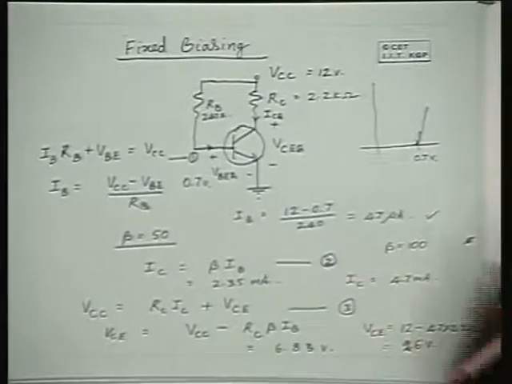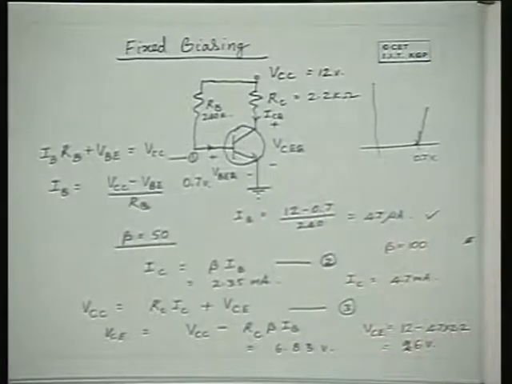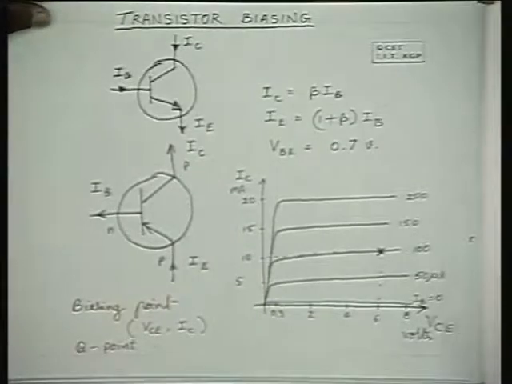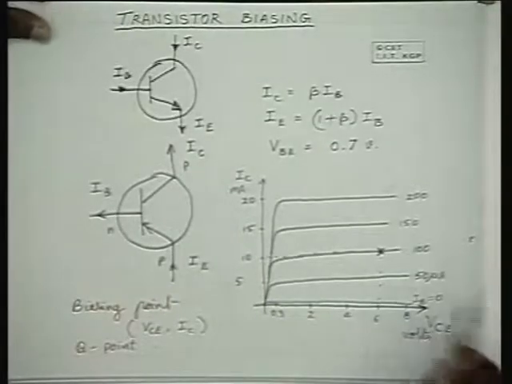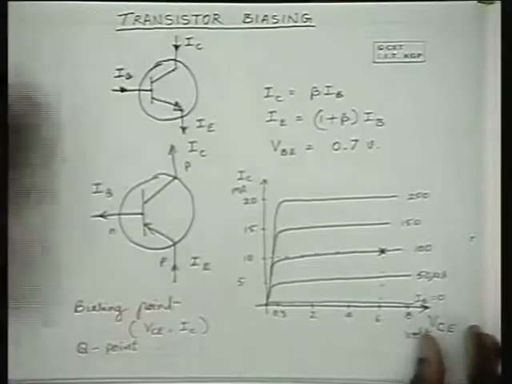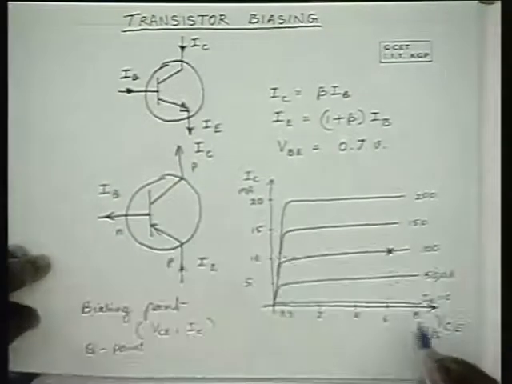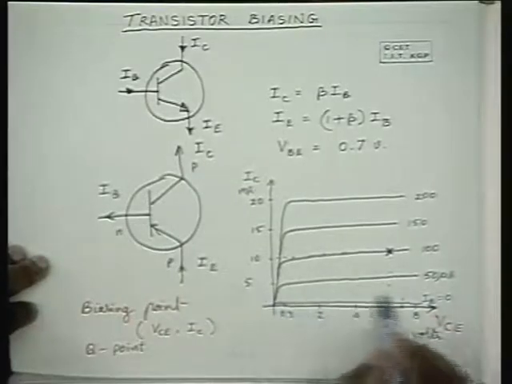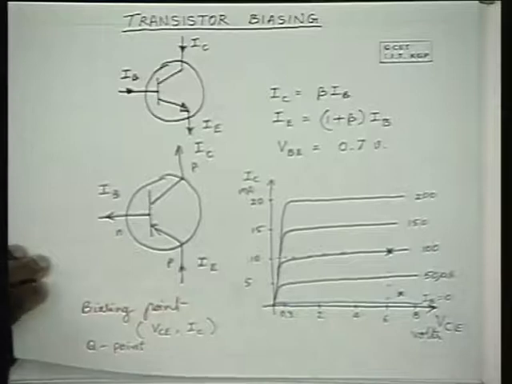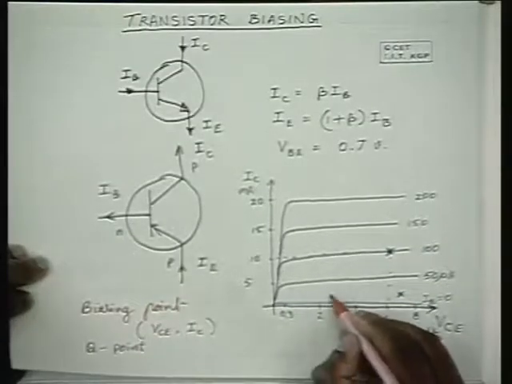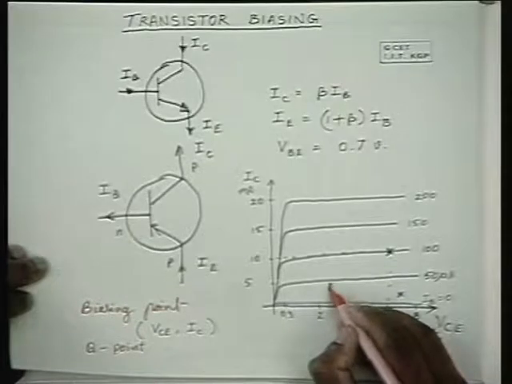Where is it located in the characteristics? So earlier the Q point is 6.83 volts, somewhere here, and IC is 2 milliamps. So this is the Q point. Now the Q point is about 2.6 volts and 4 milliamps. The Q point is this.